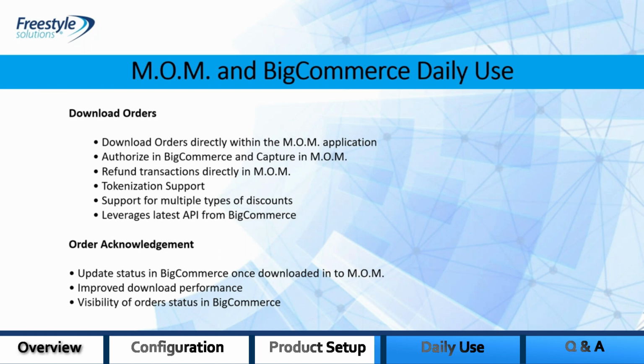We're also doing acknowledgement. We saw the auto acknowledgement setting that you can use. Again, it's really helpful for performance and visibility of status on the BigCommerce side. So really cool feature set here for the direct integration. So Parag, why don't you go ahead and present this on the M.O.M side, see what this looks like.